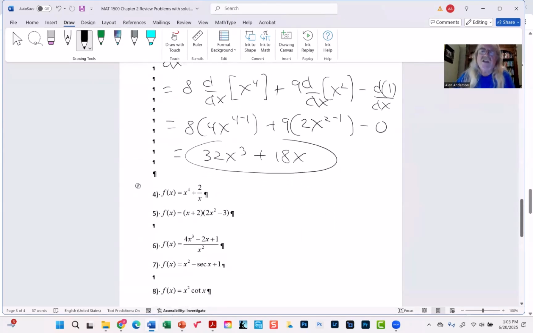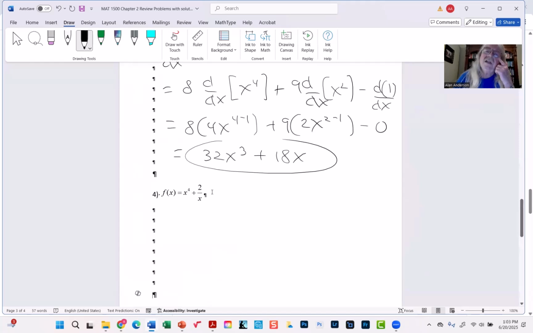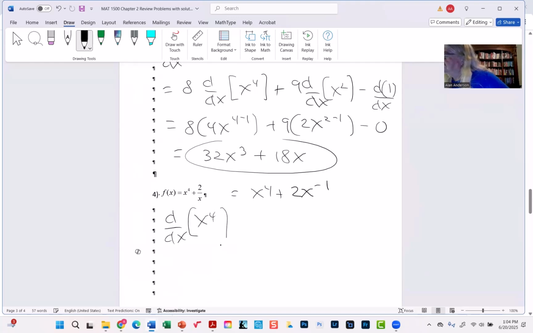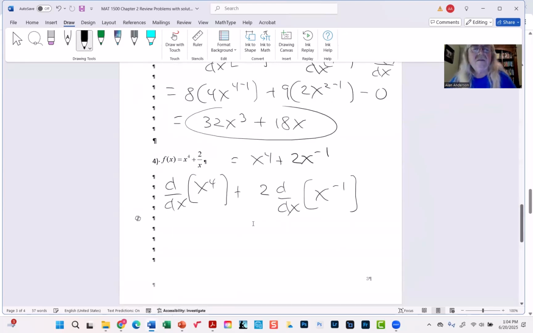This one's a little bit more challenging because you've got x in the denominator. So I think your best bet here is to rewrite this as x to the 4th plus 2x to the minus 1 power. I personally think it's easier that way. You don't have to, but I think it's a smart move. So we'll end up with this. Okay, great.